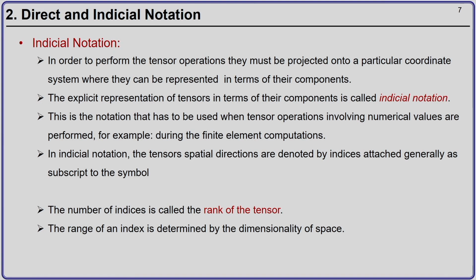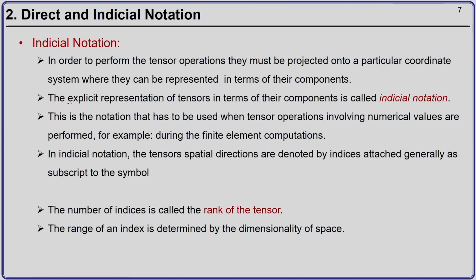There is another notation, which is called the indicial notation. When you have to operate upon tensors, when you have to do certain operations, at that time you will utilize a certain coordinate system, and then you will represent the components of the tensor with respect to that coordinate system. So, the explicit representation of tensors in terms of their components is what is called indicial notation.